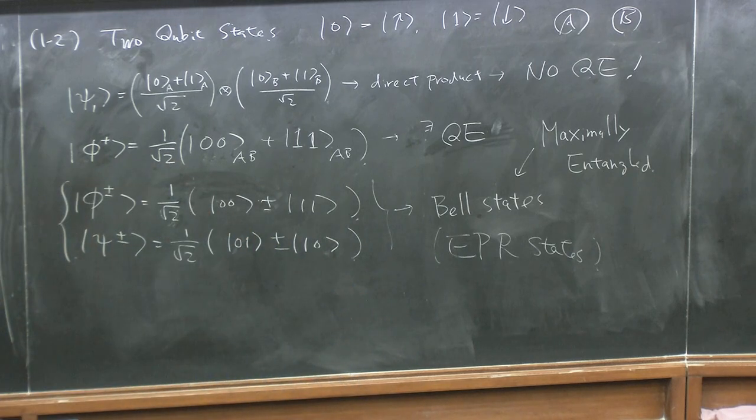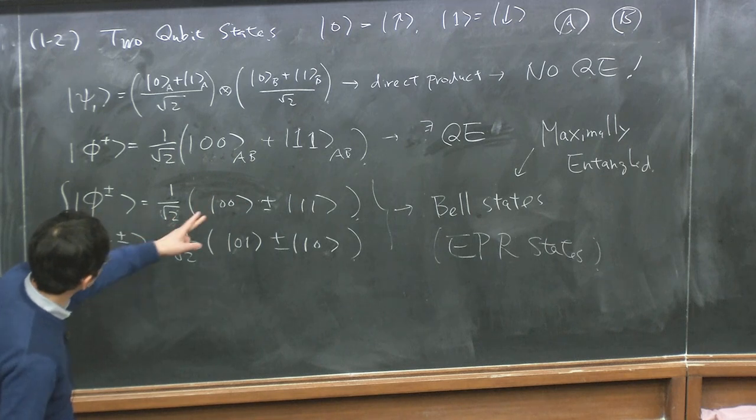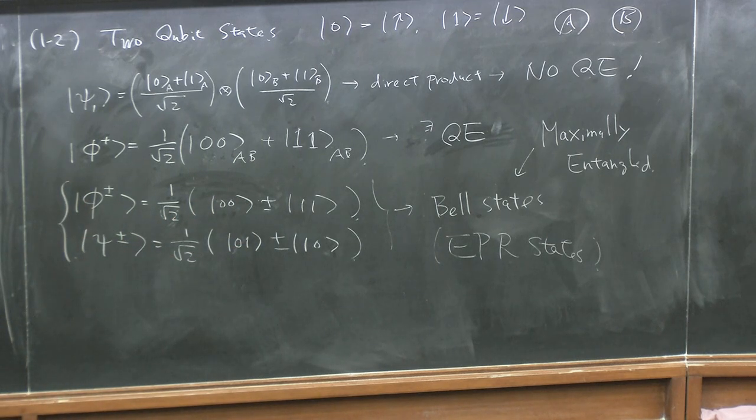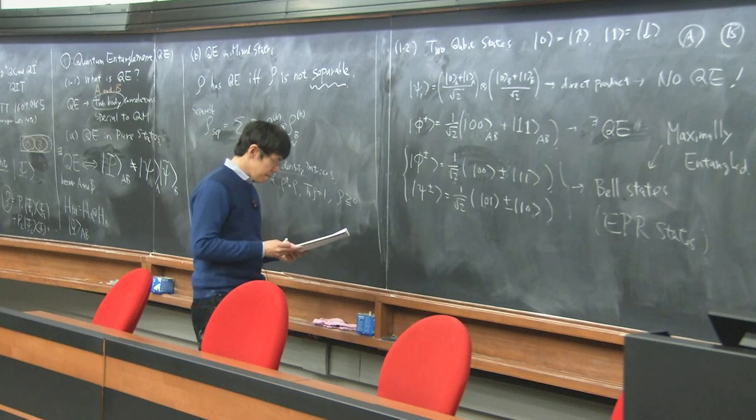But they are four bases. This is 2 times 2, so we have 4 dimensions, obviously. It's 2 qubits. So these 4 states are orthogonal to each other, and that's a basis of this space. It's quite useful.